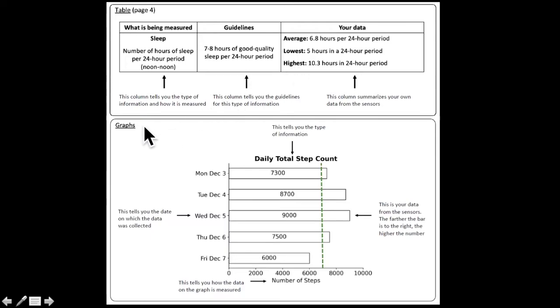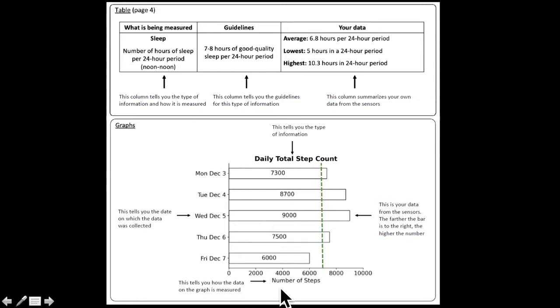We have also included some graphs within this report. Although we showed sleep in the table above, in this example, we are going to look at daily total step count. The title here tells you the type of information displayed within the graph. On the left-hand side, the text tells you the date on which the data was collected. Each graph will show you a daily value for each day that you wore the sensors.